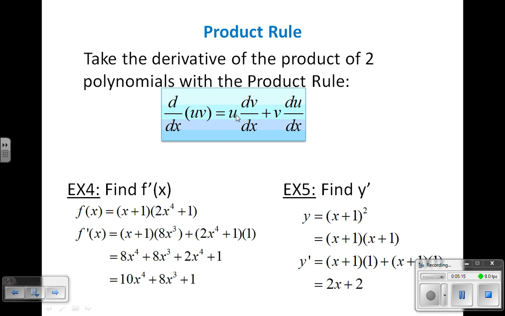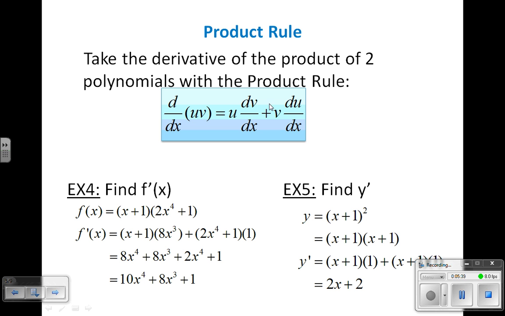So if I follow my little formula over here, it's the first thing, which is u, times the derivative of the second thing. So my first thing, which is u, here, x plus 1, I just copy it. And then I have to take the derivative of this part, which I'm calling v. So this part, I take the derivative with power rule. So again, the 2 stays there, the 4 comes down, so 2 times 4, 8. X to the 4 minus 1 is 3.